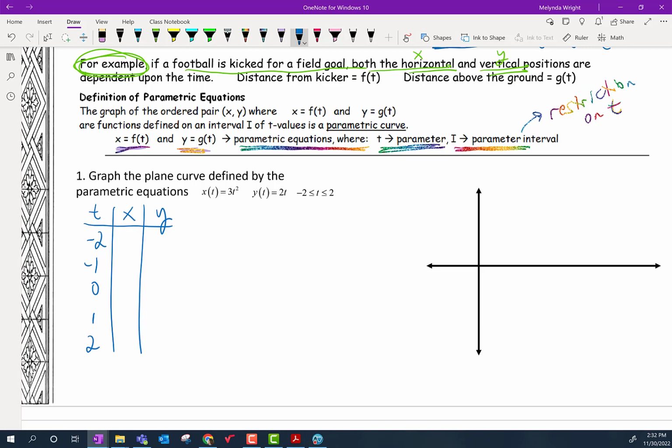Some students are a little hesitant about time being negative, and I want to assure you that it's okay for time to be negative. We can think of some scenarios where time is negative. Let's say dinner time. Dinner time is time equals 0 tonight. Let's just say you going to dinner is time equals 0. Well, right now would be negative time, right? Because we're not at dinner yet.